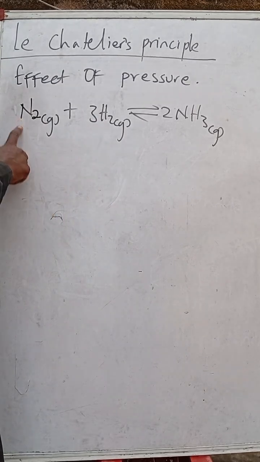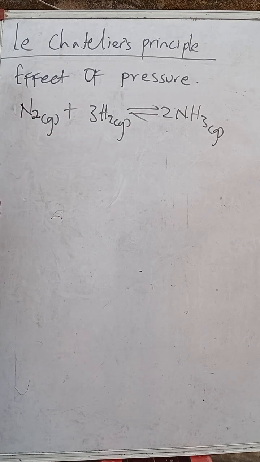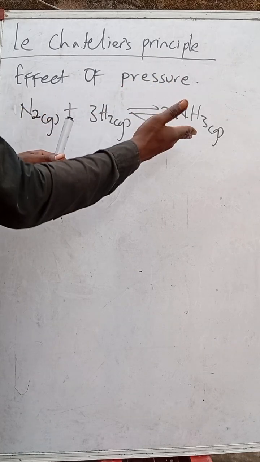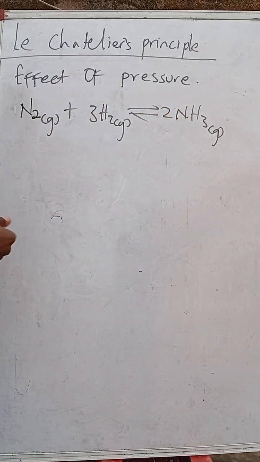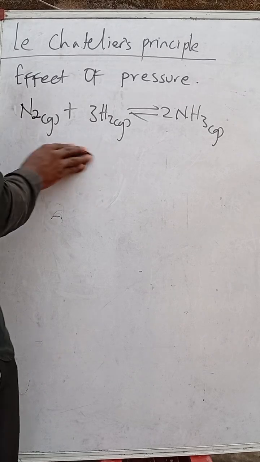More reactants are being formed, just to restore the system back to equilibrium. So for instance, what will favor the production of more ammonia? Pressure. Increase in pressure favors the production of more ammonia, while decrease in pressure favors the production of more nitrogen and more hydrogen. Let me show you another example.